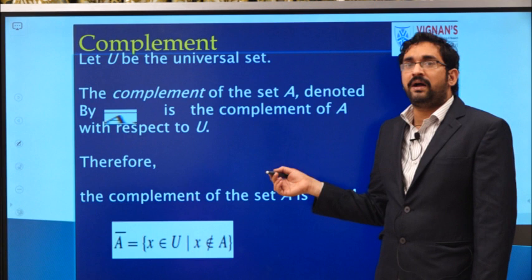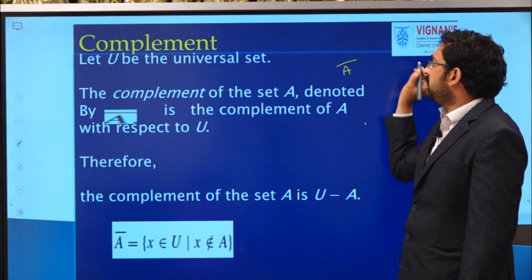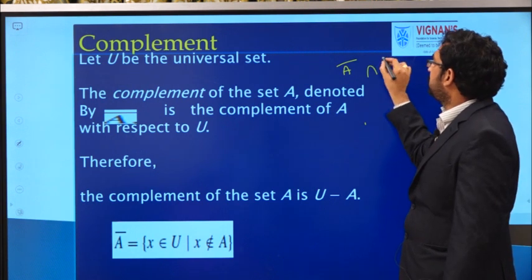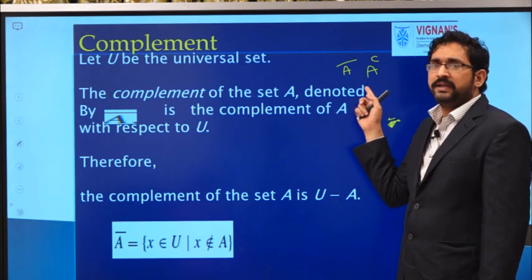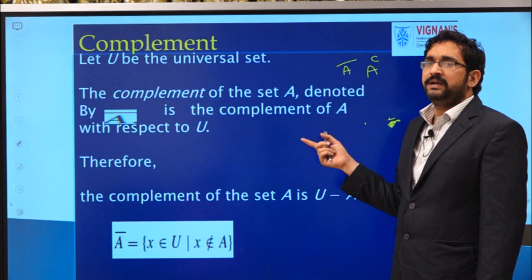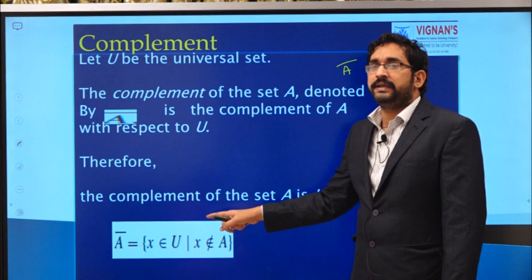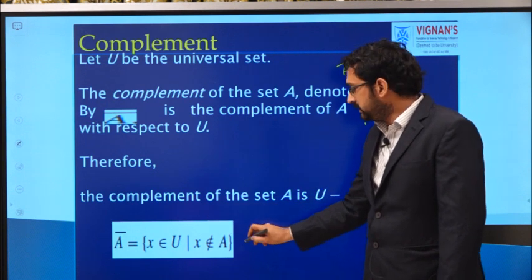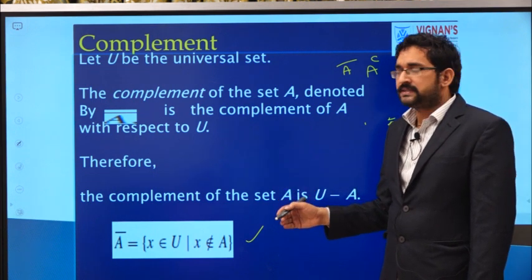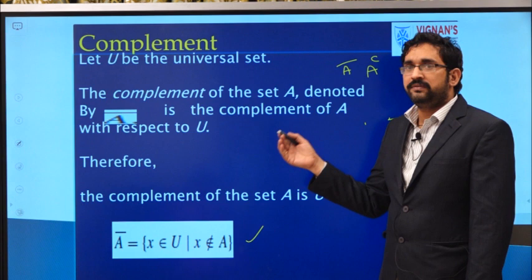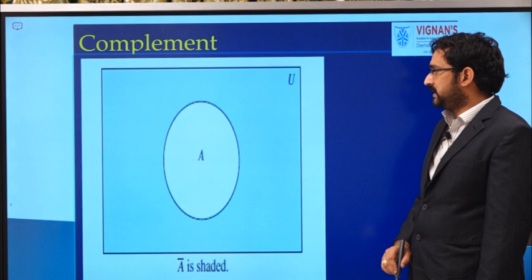Next we will discuss complement. If A is any set, its complement is denoted by A bar or A power C. Using A bar or A complement, we can define the complement of a given set. It is denoted by A bar equal to the set of all x such that x does not belong to A. That means the complement of a set A contains the set of all elements which are in the universal set but not in A. That is nothing but the complement of the given set.